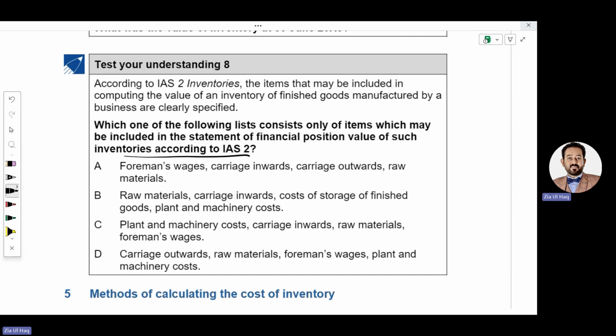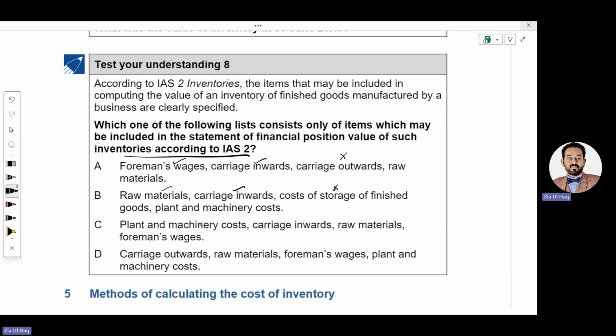Part A: foreman wages, meaning factory worker wages, yes. Carriage inward, meaning inventory coming inside the business, yes. Carriage outwards, no, this is an operating expense, a selling expense, inventory going out of the business. Carriage inward, inventory coming into the business, that will be cost of purchase. Carriage outward means selling expense, inventory going out of the business. So this is not. Part B: raw material, yes. Carriage inward, yes. Cost of storage of finished goods, no.